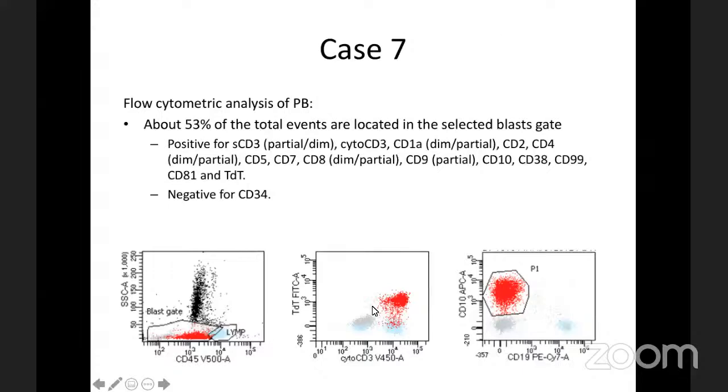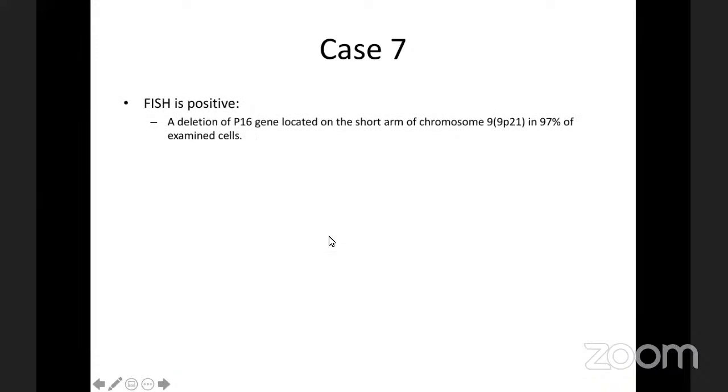They are with a T cell phenotype, with cytoplasmic CD3, surface CD3, CD1a, CD2, CD4, CD5, CD7, CD8, CD9, CD10, CD38, CD99, CD81, and TdT. CD34 is negative in this case. The FISH detected the 9p deletion, chromosome 9, and I think it was also confirmed by karyotype, and the patient was diagnosed as T-lymphoblastic leukemia.